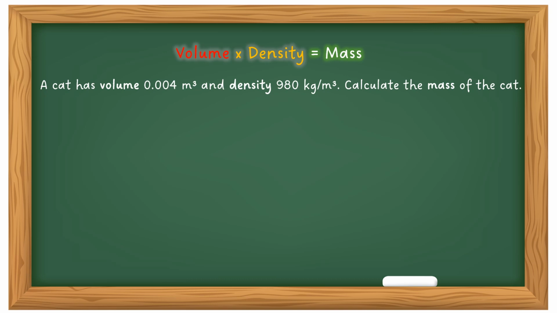Again, just like the SDT, you just recreate the formula. V times D equals M. And then it's just a simple case of filling in where these numbers fit within your formula. Okay, so you can see there the volume is 0.004 multiplied by 980 equals something. Okay, so you get your calculator out and you'll see that the answer is 3.92 kilograms.